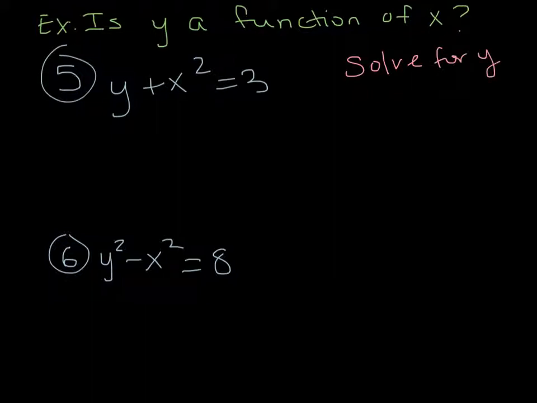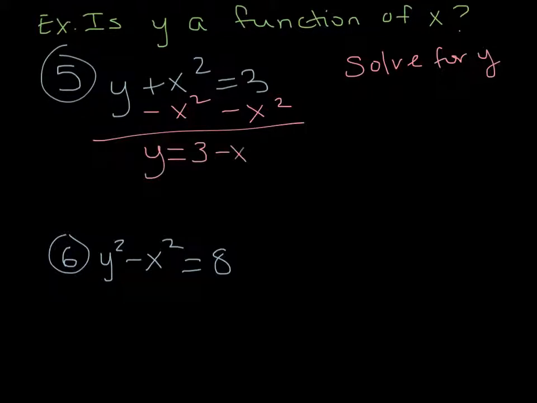And for number 5, it's pretty easy to solve for y. All you do is move over x squared by subtracting it. We get y equals 3 minus x squared. Now, we got this to a form where we got y equals just one thing, which is good. That's what we want. So that means that it is a function of x. And if you don't understand this quite yet, that's okay, because the next one will make it a little bit more clear. So for number 6, we will start by trying to solve for y.